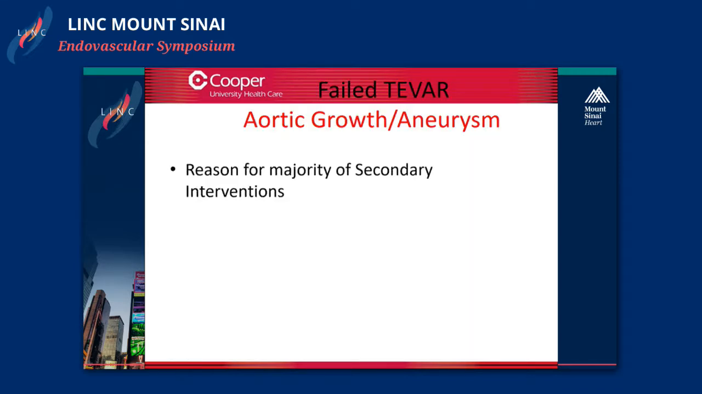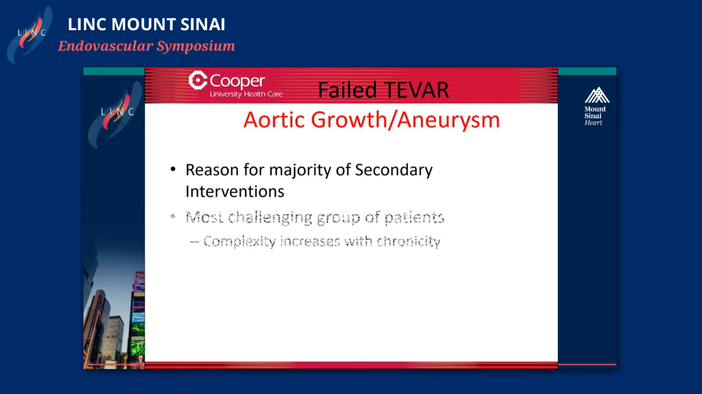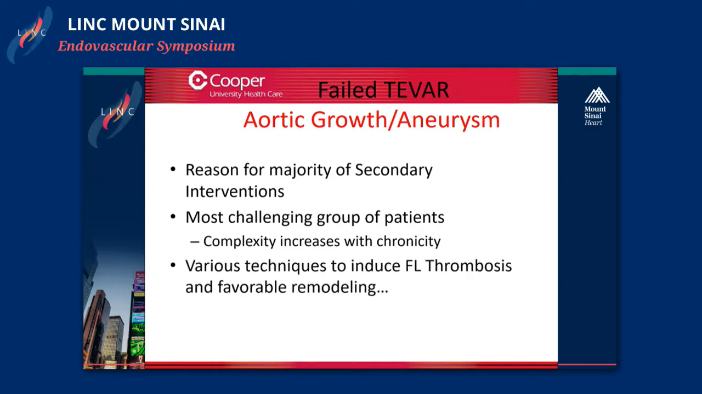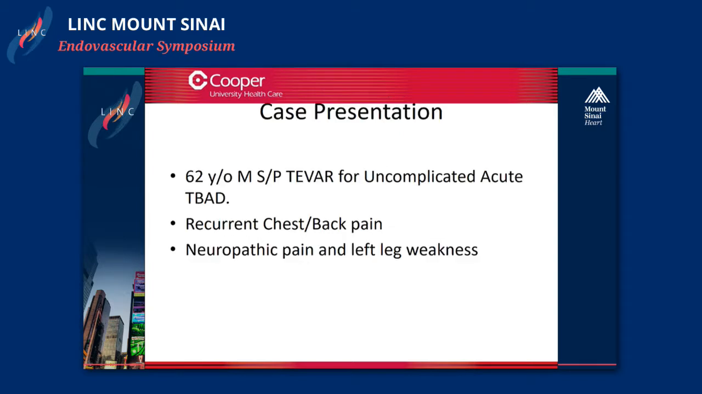So the aortic growth and aneurysm formation is the reason for the majority of secondary interventions performed after TEVAR. This is the most challenging group of patients, in my opinion. The complexity increases with the chronicity, and there are various techniques to induce false lumen thrombosis and also favorable remodeling.